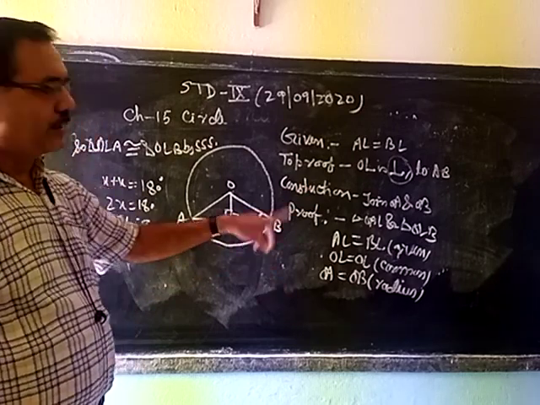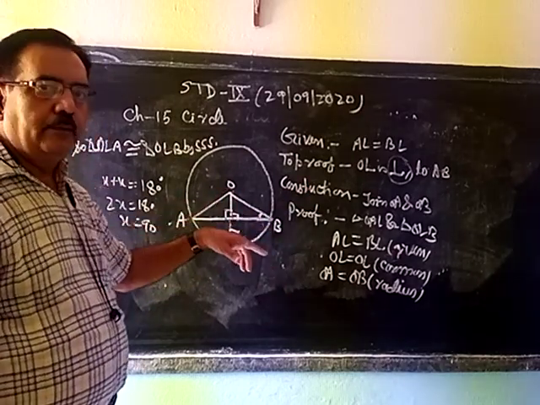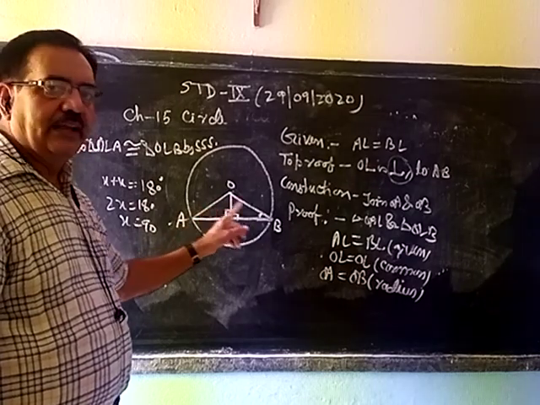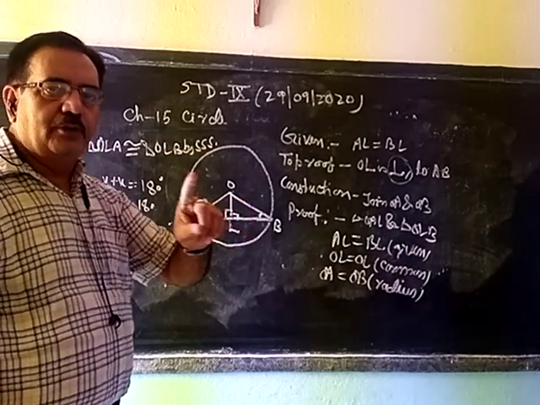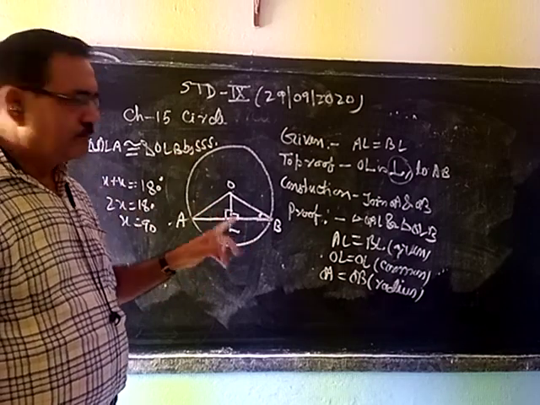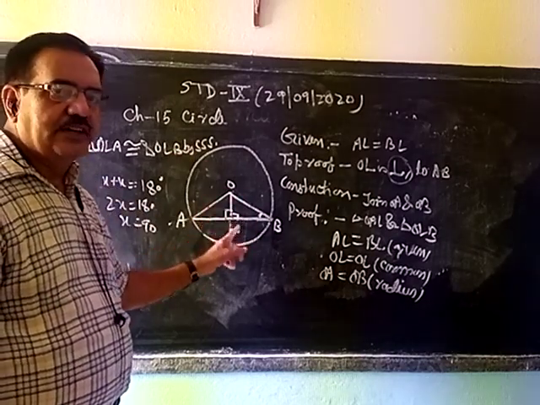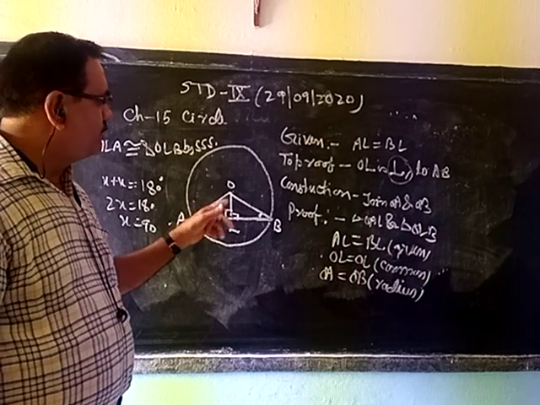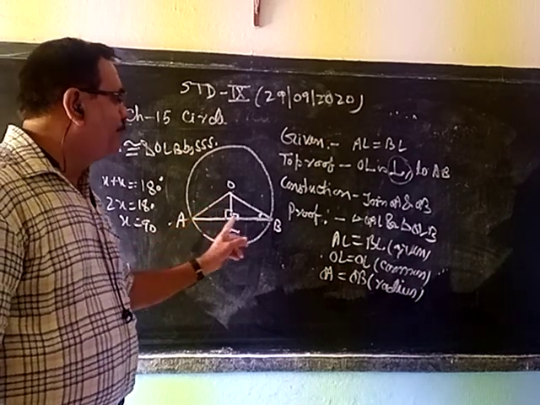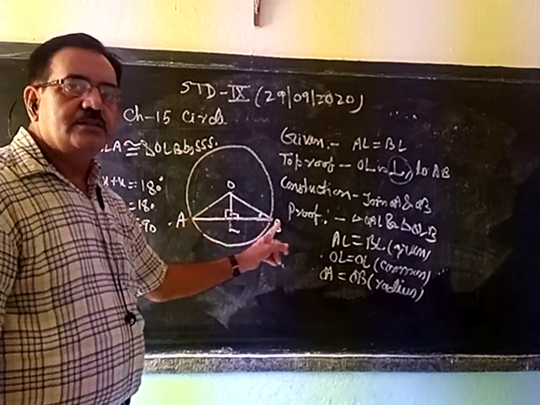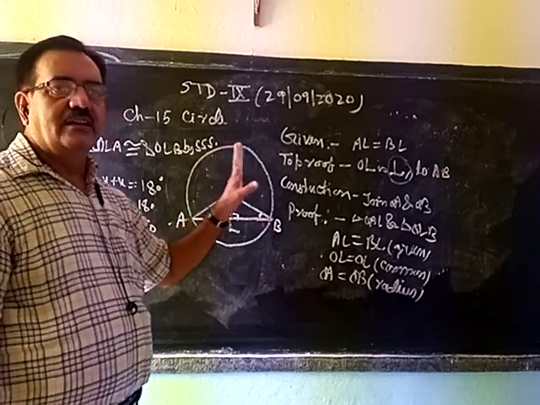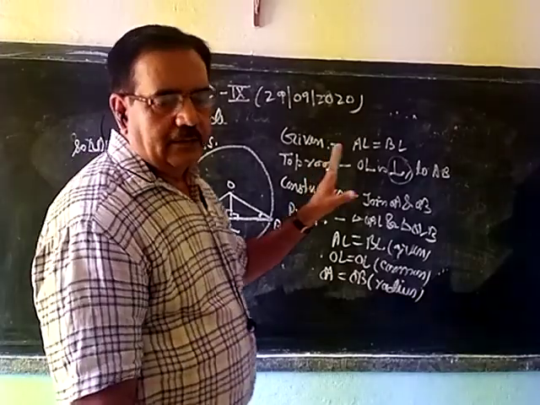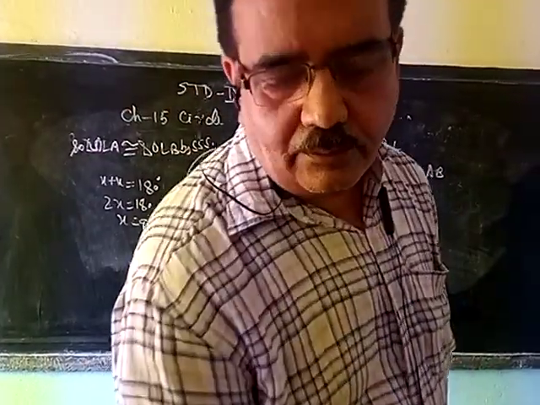See, with construction join OA and OB. Then prove that these two triangles are congruent. When the triangles are congruent, I am giving you the RHS rule: hypotenuses are equal and one side is common. So when they are congruent, it means AL will be equal to LB by CPCT. AL equal to LB means what? OL bisects AB. Thank you very much. You have to prove this theorem.